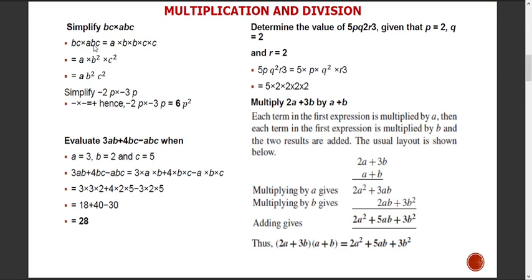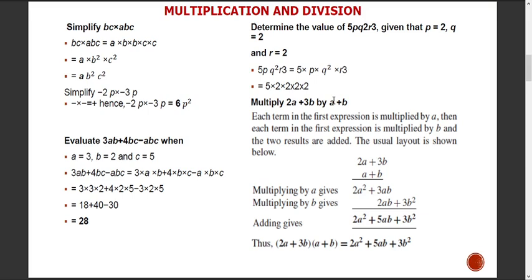So this was supposed to be q squared times r cubed. Still there, we just substitute and then multiply. So if we want to multiply 2a plus 3b by a plus b, what we do is first create brackets, and then we multiply each term in the one bracket by the entire other bracket.